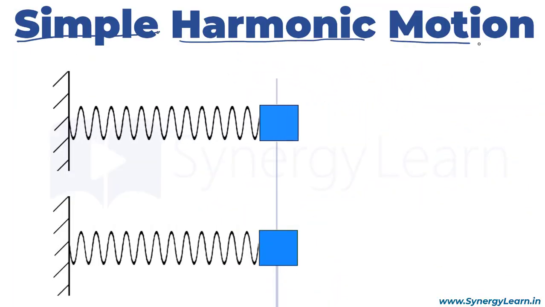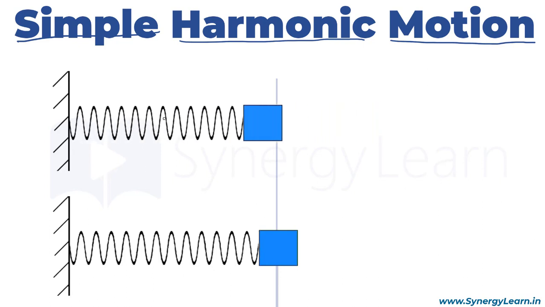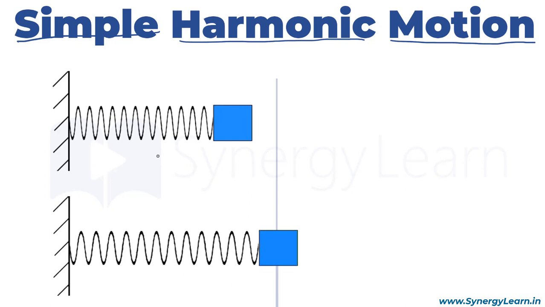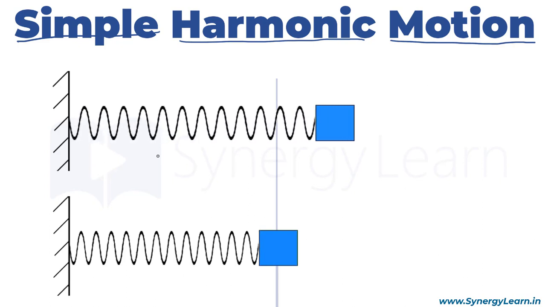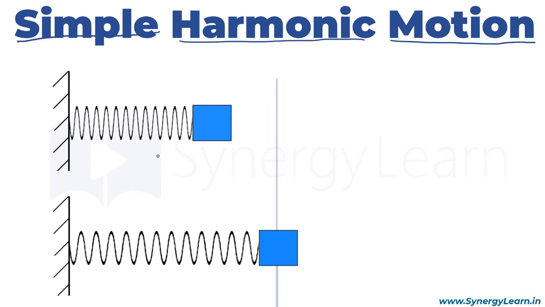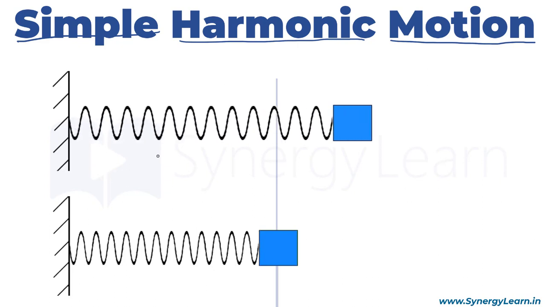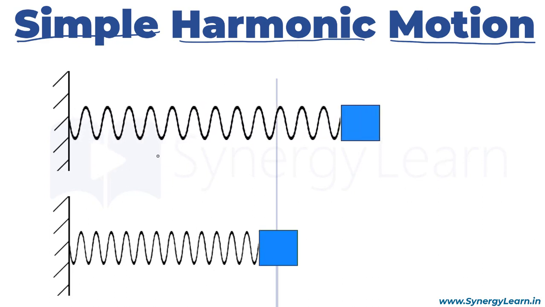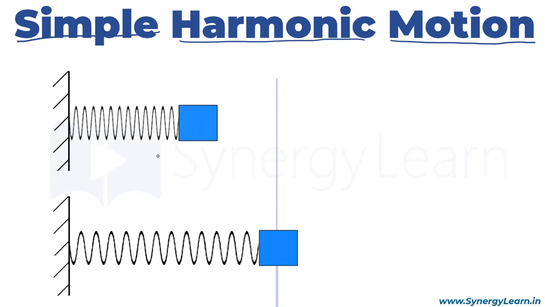Simple harmonic motion. Here you can see that the block is oscillating with the help of a spring. Such oscillatory motions are periodic. The block oscillates about the natural position of the spring, moving forward and backward, having a fixed time period.